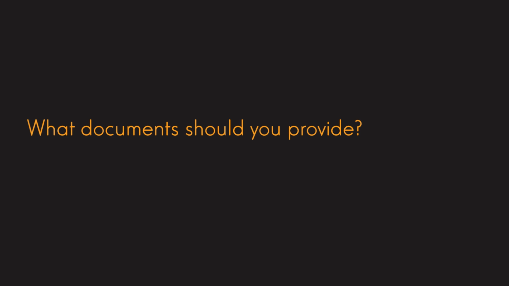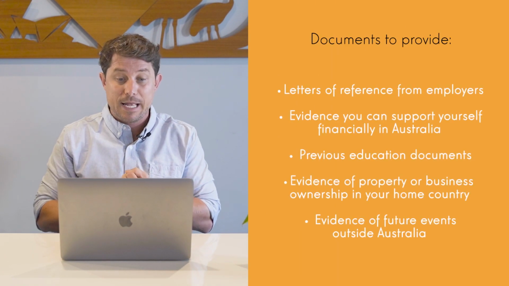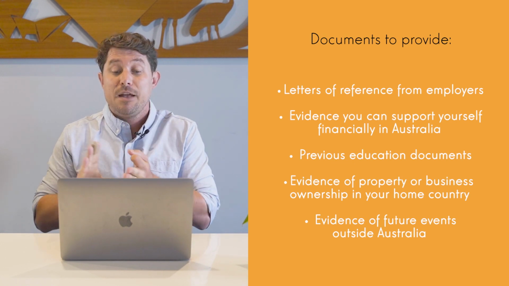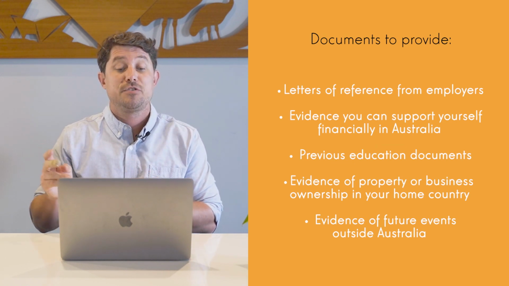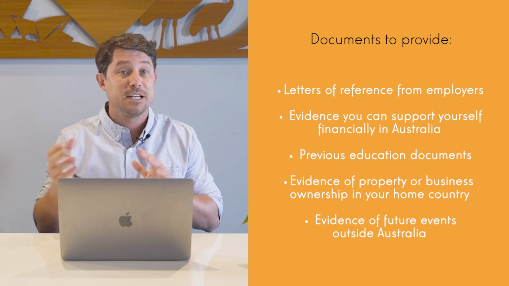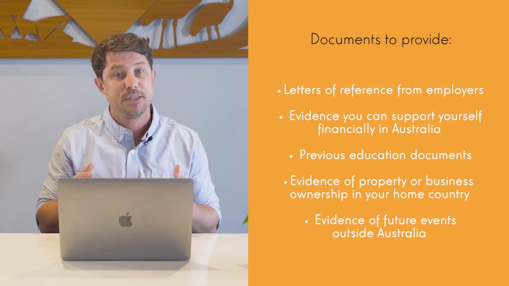So look, what documents should you provide? Guys, talk is cheap. Immigration want you to back up what you say in your GTE statement with evidence. So you can provide things like references from your employer, resumes, evidence you can support yourself financially in Australia, evidence of property or business ownership in Australia, previous education documents, evidence of the research you've done into the different courses, evidence of future events outside Australia, things like that.